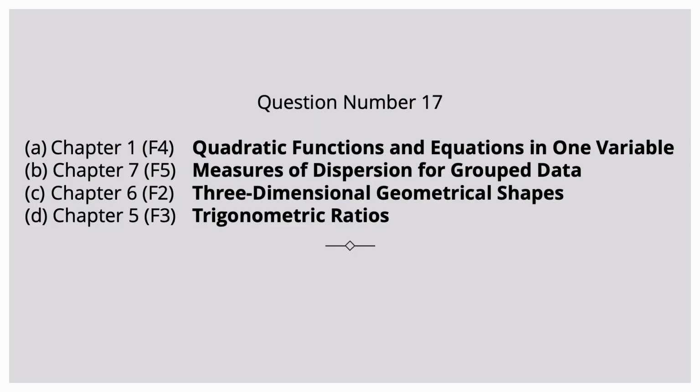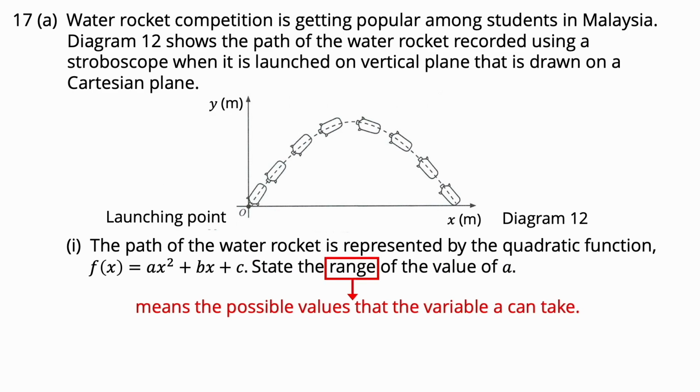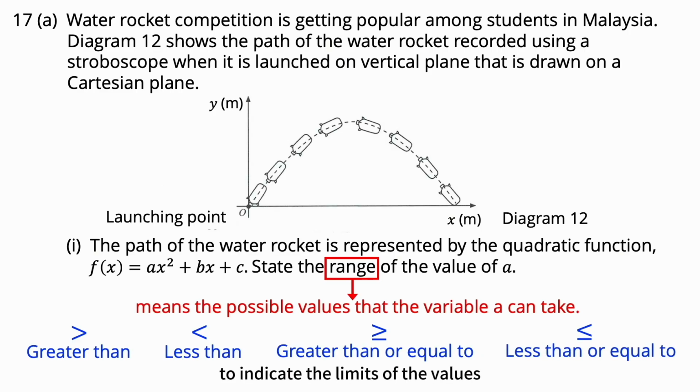Question number 17. A1. The path of the water rocket is represented by the quadratic function f(x) equals ax squared plus bx plus c. State the range of the value of a. The word range means the possible values that the variable a can take. When you're asked to state the range of values, you should usually use inequality symbols, such as greater than, less than, greater than or equal to, and less than or equal to, to indicate the limits of the values.